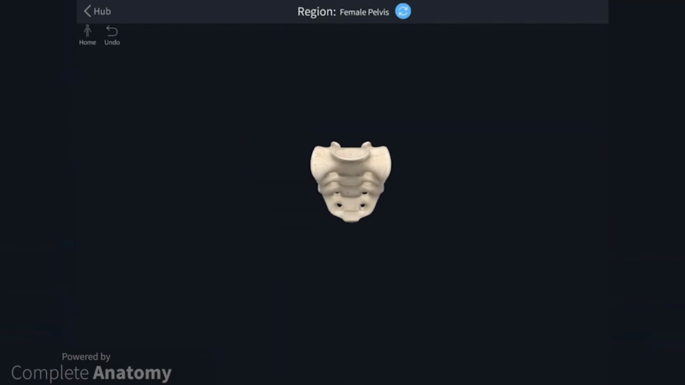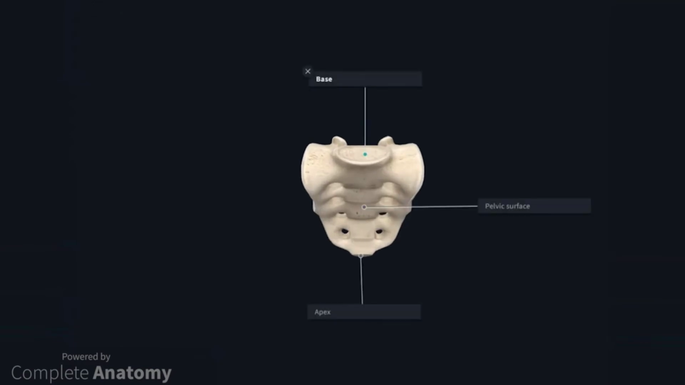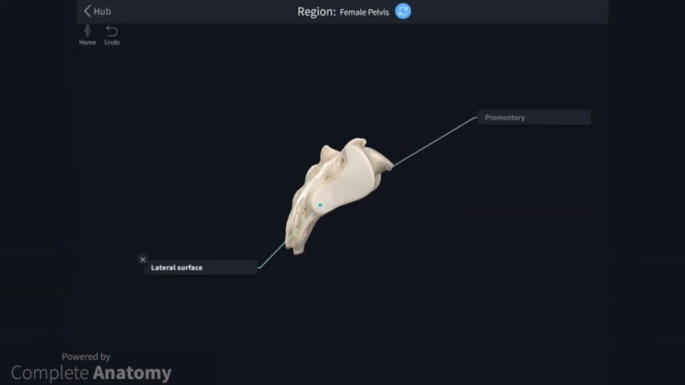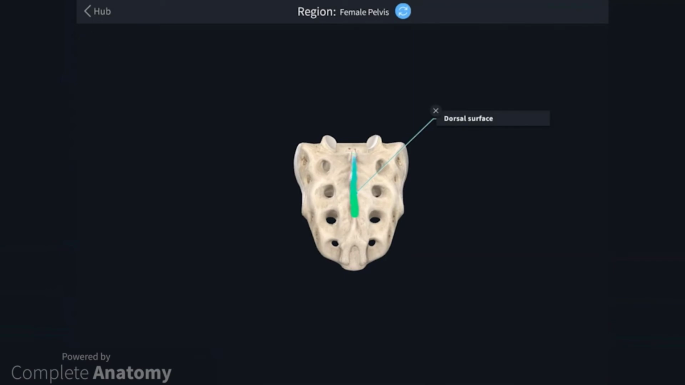The sacrum forms part of the vertebral column. It consists of 5 fused sacral vertebrae. It is wide superiorly at the base of the sacrum and converges inferiorly to form a point at the apex. The anterior aspect is the pelvic surface of the sacrum. The lateral surface articulates with the coxal bones. On this lateral view, it is also possible to see the sacral promontory.